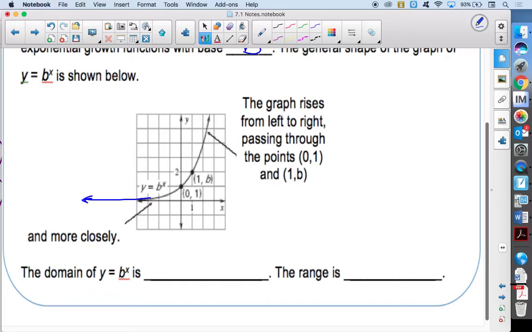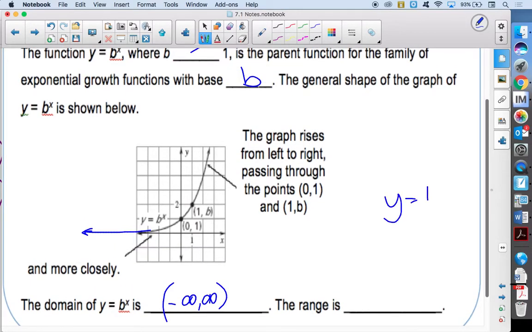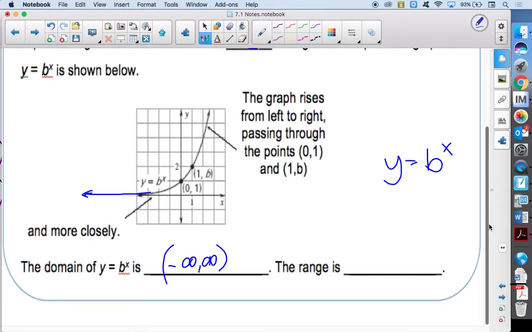So at the bottom, can anybody kind of describe what the domain would be in interval notation? So thinking left to right. Virginia? Yeah, it's negative infinity to positive infinity. That's the domain. Because you can plug in any number for x. My exponent is allowed to be any number. So I could plug a negative 2 in, we could plug 100 in, we could plug a negative 1,000 in. X is allowed to be anything.